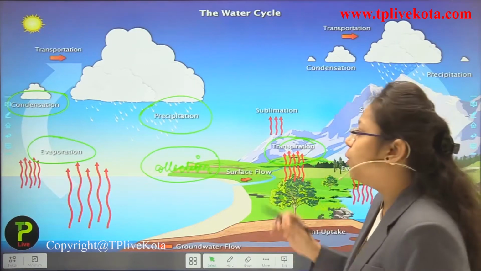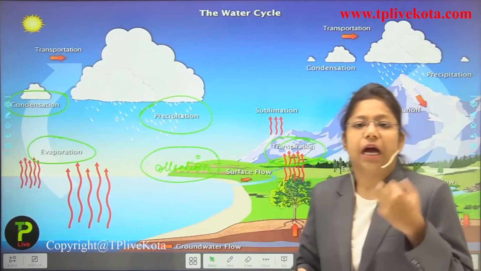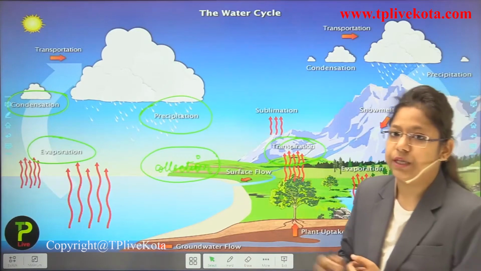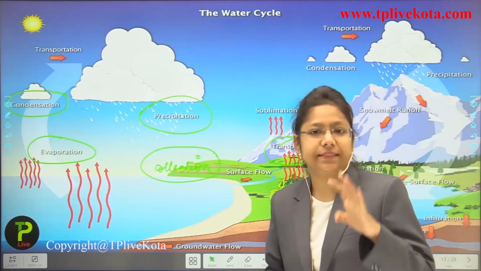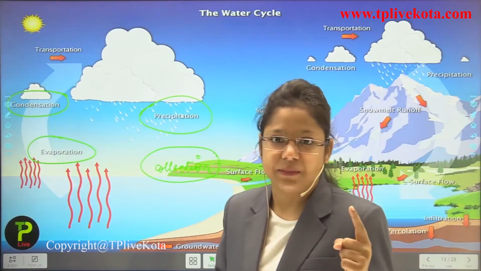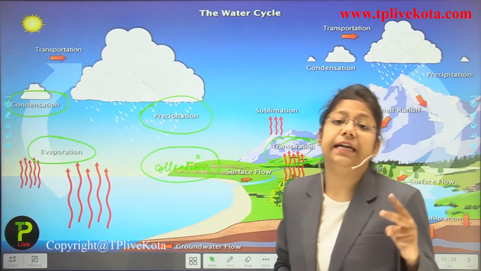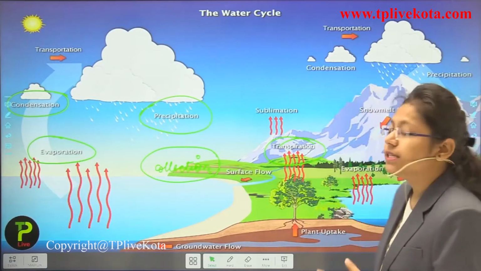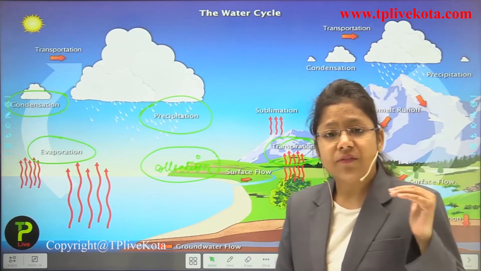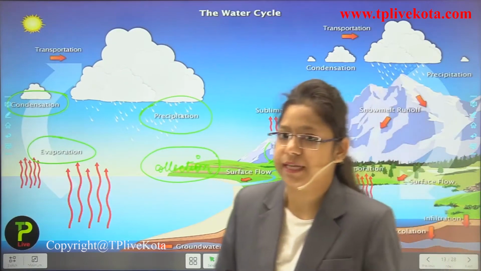Okay, because both processes are the same. Now how they are same, I am going to tell you in this picture only. So, remember the 4 basic steps. First is evaporation or transpiration. Second is condensation. Third one is precipitation. And the last is collection. Now, we are going to study about the water cycle here.